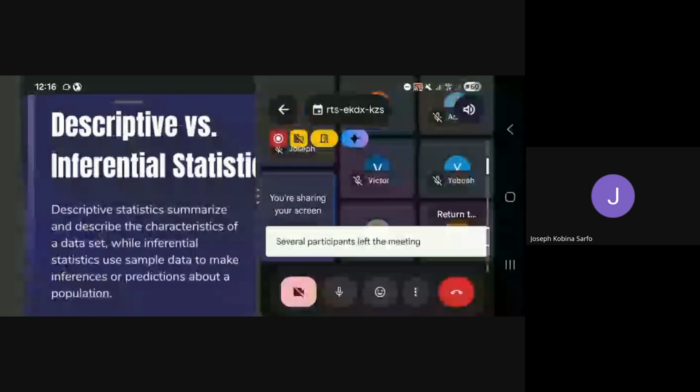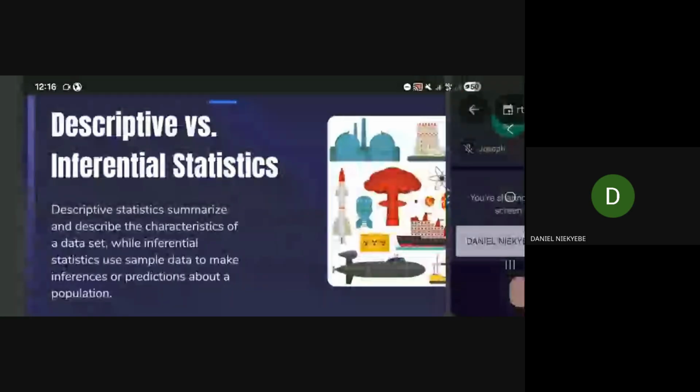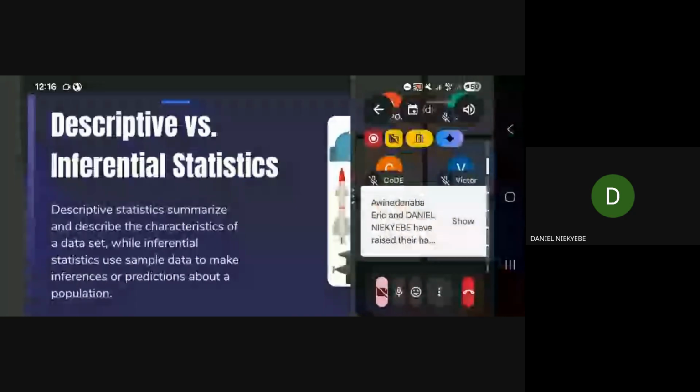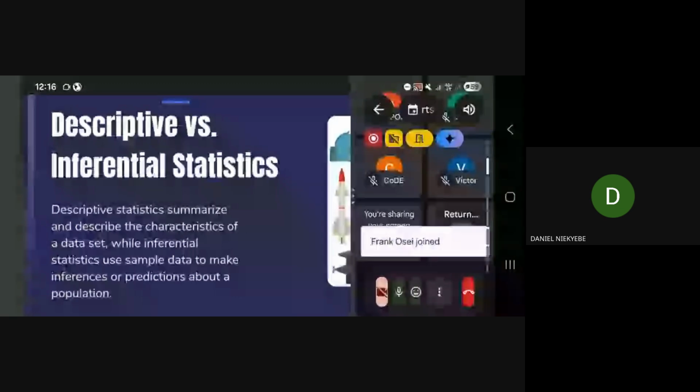I'm seeing a hand. Daniel. Madam, when we talk about descriptive statistics, it summarizes data. For example, we will find the mean and use the mean to make predictions. For example, the mean age of people in, let's say, a primary school. Then we will stand on it to make predictions.